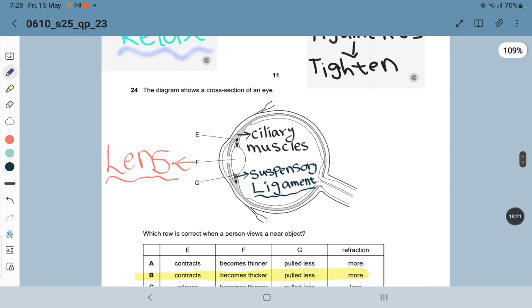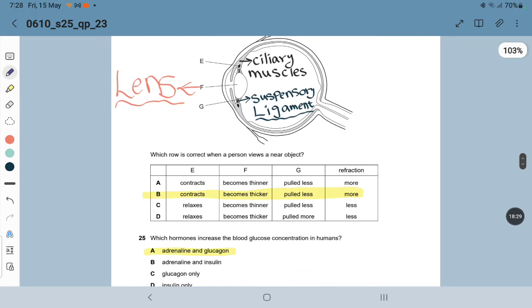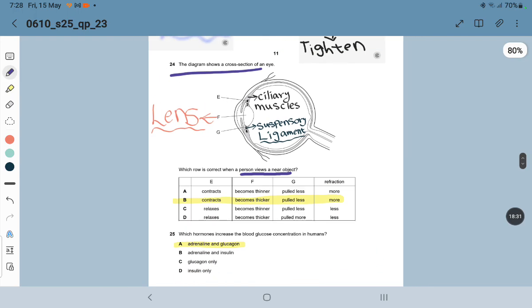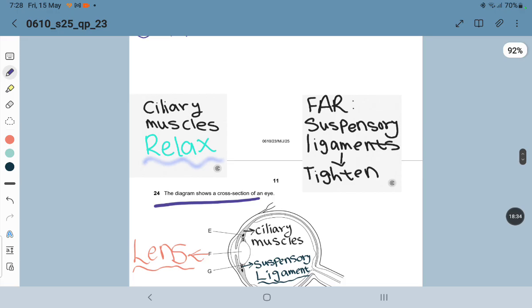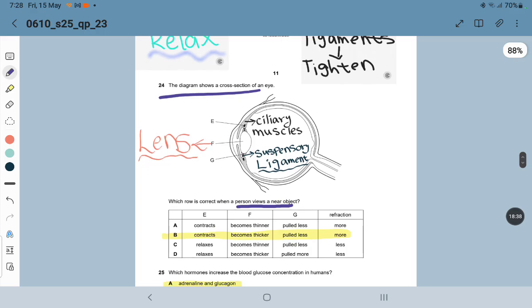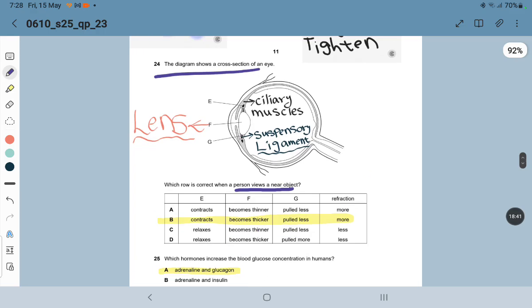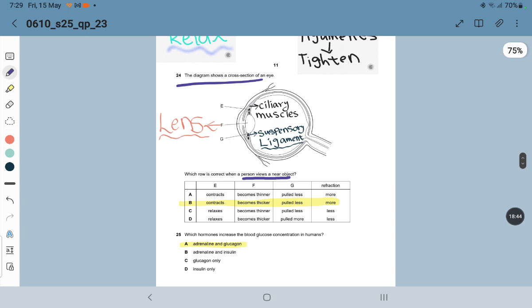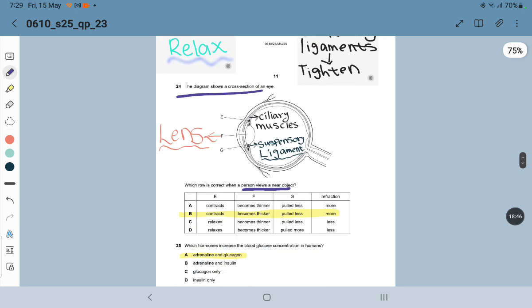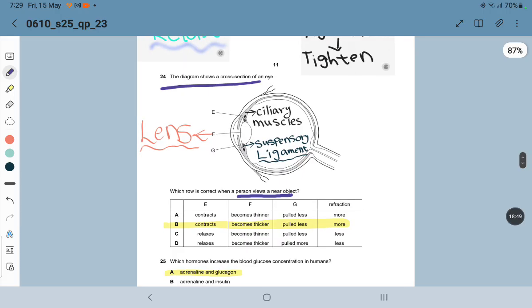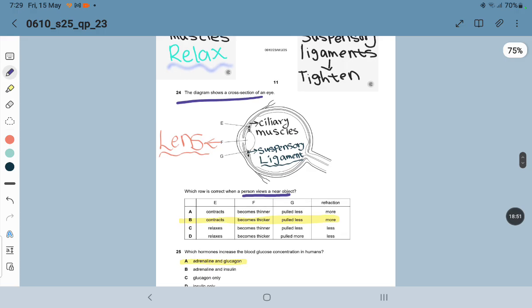Now moving on to the next question, 24. The diagram shows a cross section of an eye, and question 24 asks which row is correct when a person views a near object. Here are the conditions for a far object: suspensory ligaments tighten and ciliary muscles relax. To answer for a near object, it will be the opposite. The suspensory ligaments, letter G, will be pulled less. They will not be tightened anymore. They will be slackened.